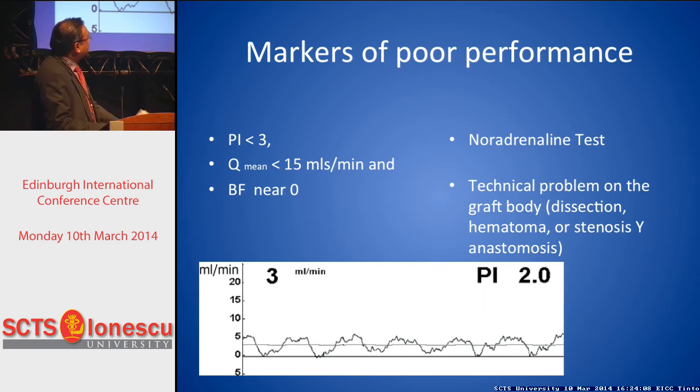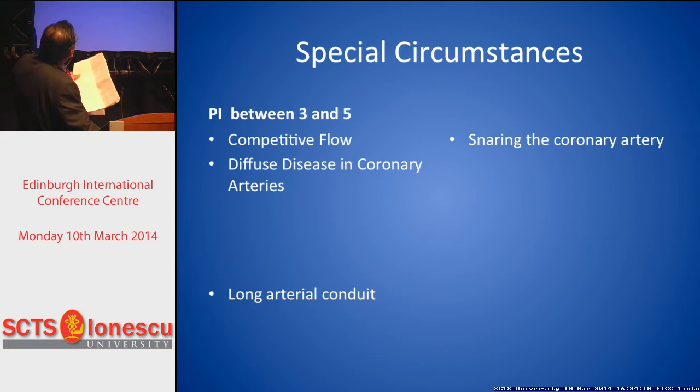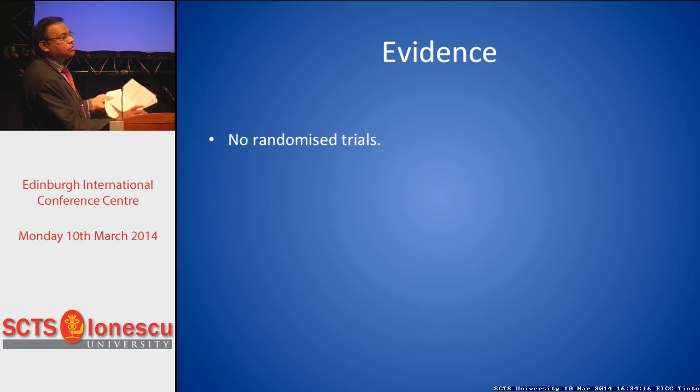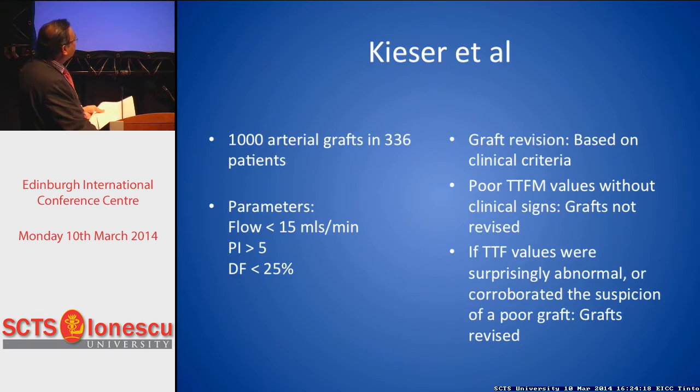Thank you. So I will skip. There are some more scenarios here that I will skip, but let's look at the evidence. There are no randomized trials, so we'll just look at the observational studies that are present. The biggest study is one published from Canada by Kaiser and colleagues. They looked at 1,000 arterial grafts. They looked at the parameters that I discussed over here. And in their study, they did not use TTFM values to revise the graft. They based it on clinical criteria.